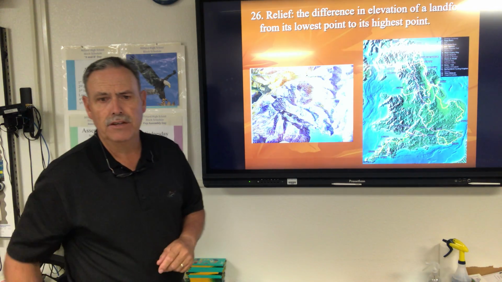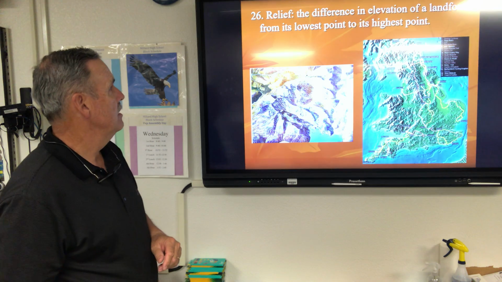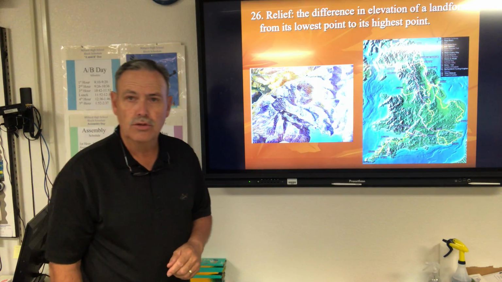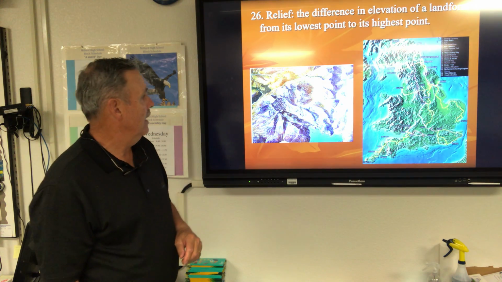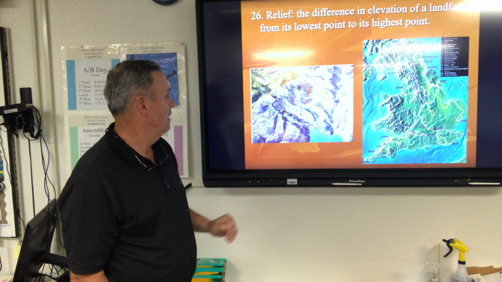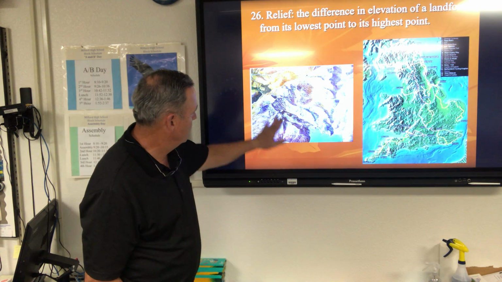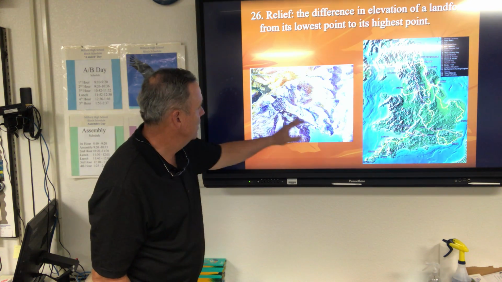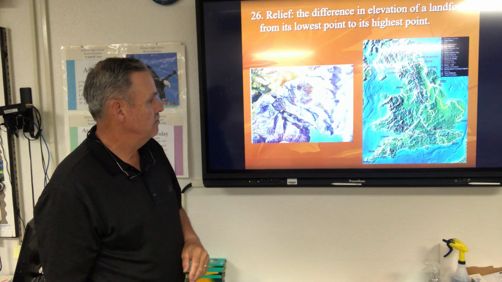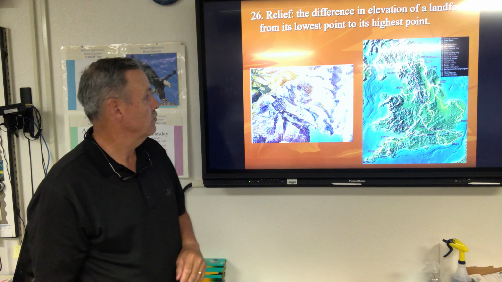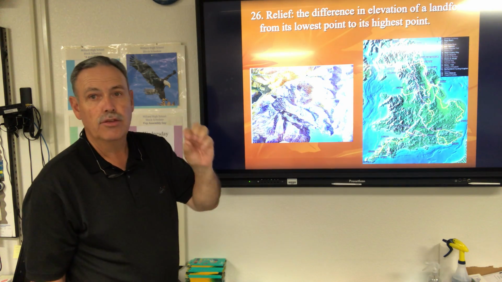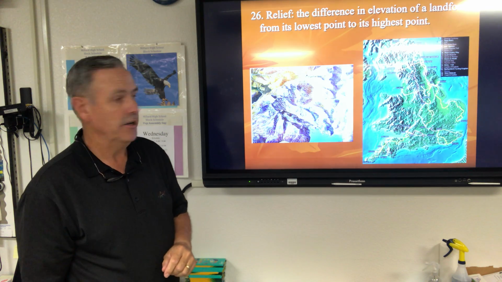Relief, I think we may have even talked about this in chapter 1. The difference in elevation of a landform from its lowest to its highest point. And you can see on these two maps through the use of color and shading that you can see here's the top of the mountain, here's the canyon, here's the hills or whatever. So easily able to identify those physical features. So through the color and shading, we're able to see the relief of that area.